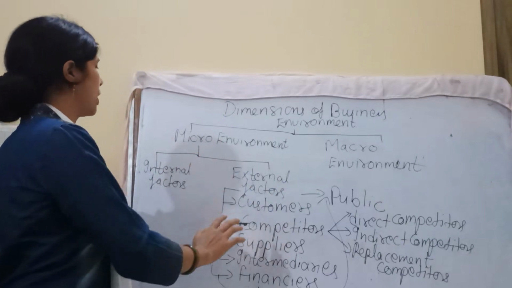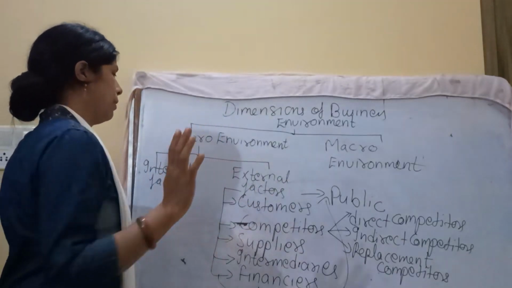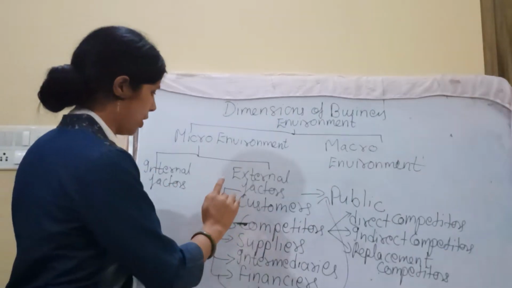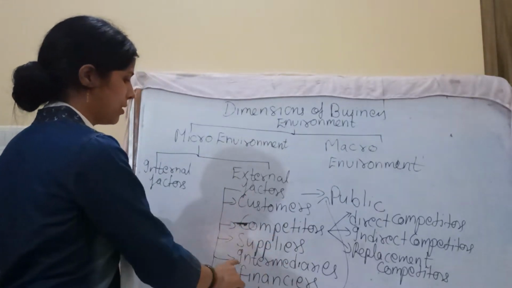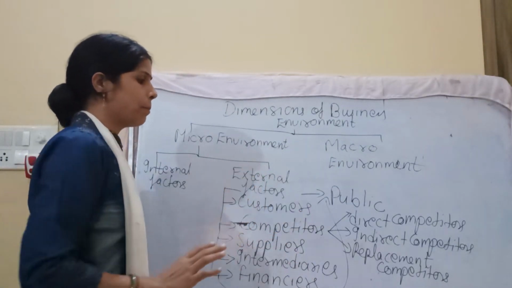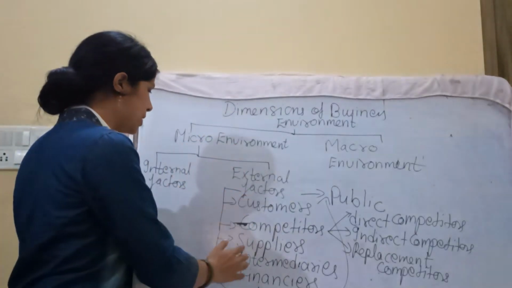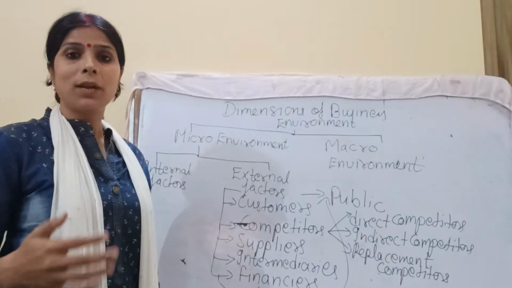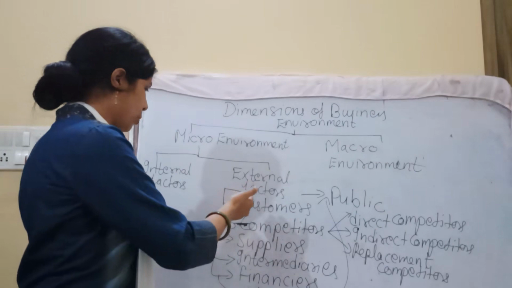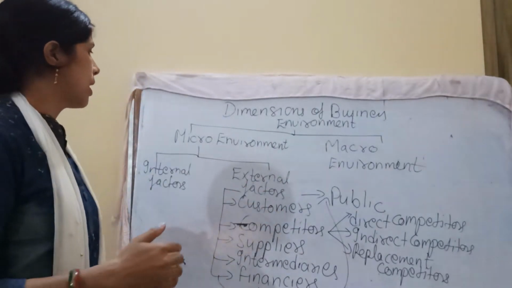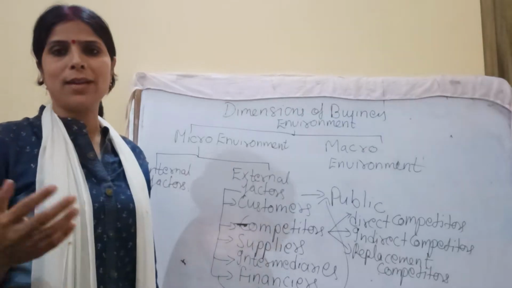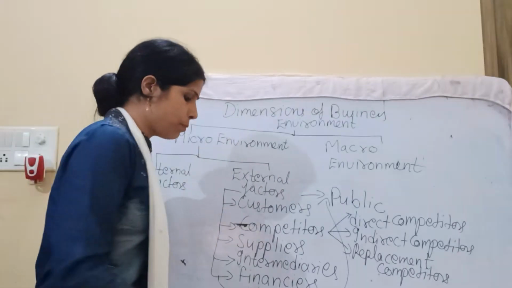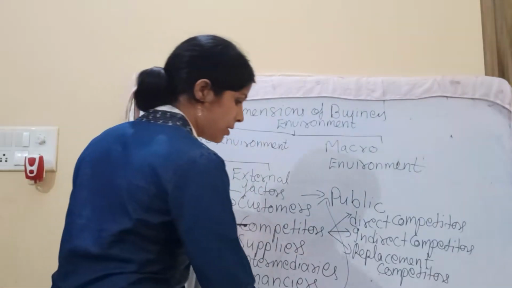Now, these were the points related to the external factors of the microenvironment. I am repeating it once more. The factors are customers, competitors, suppliers, intermediaries, financiers, and public. So we discussed all these points in detail. These are the external factors. I hope it must be clear to you all. Now we will move on to the next part, the macro environment of the business, and this is also one of the most important parts of the dimensions of business environment.